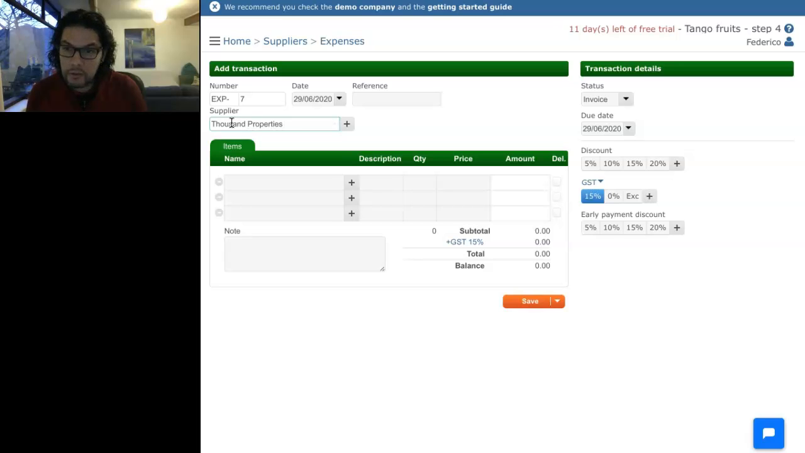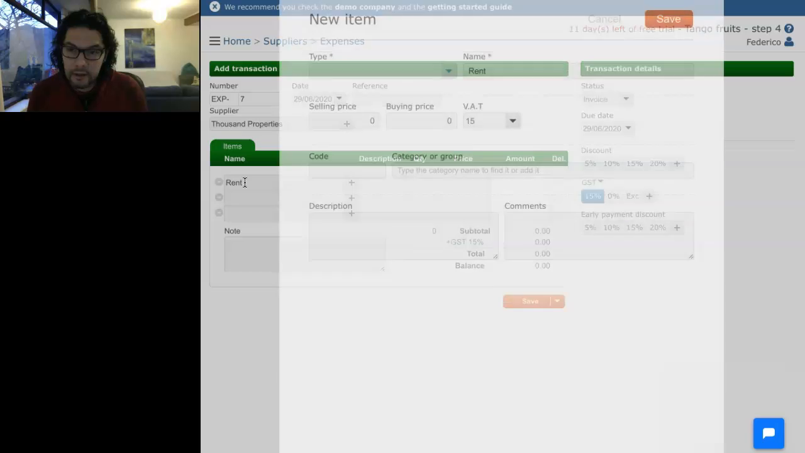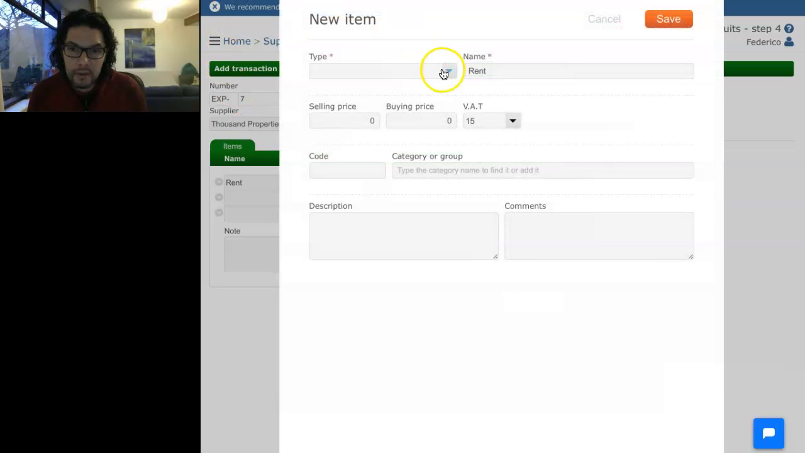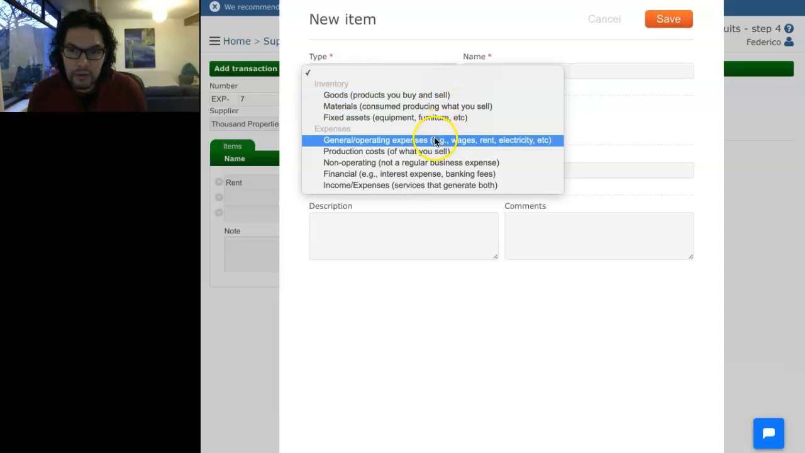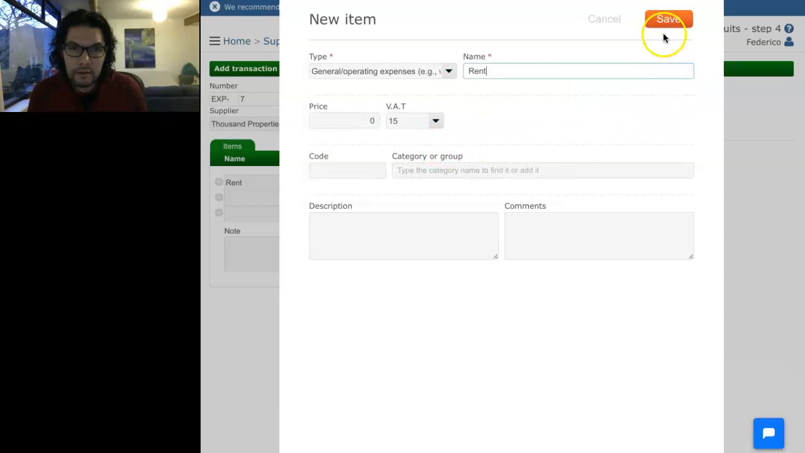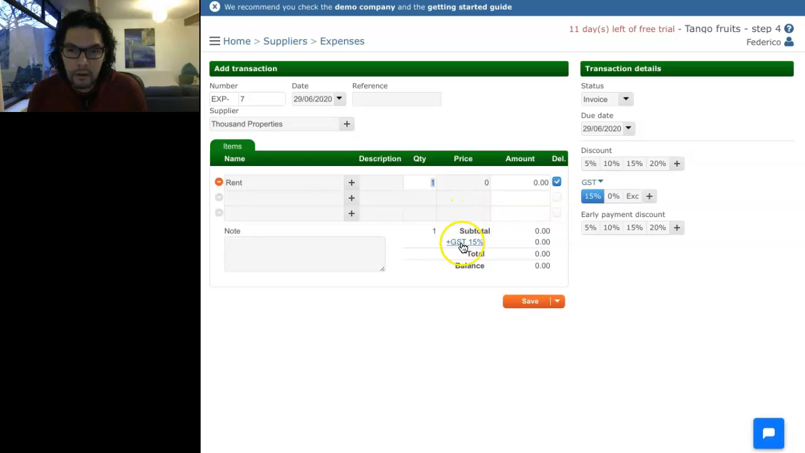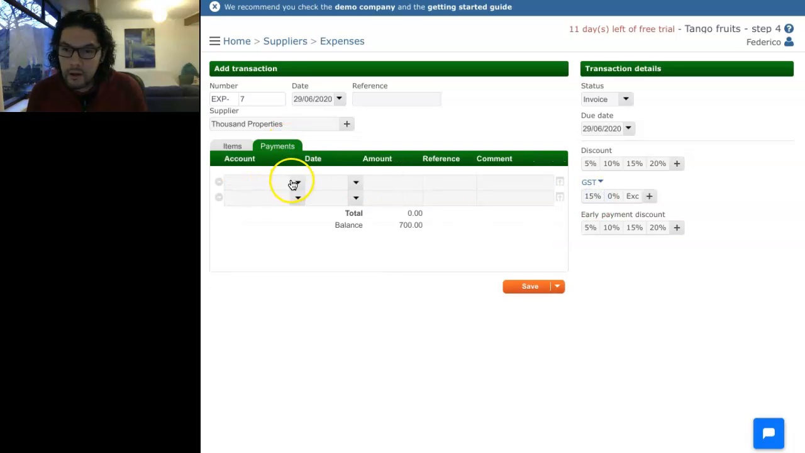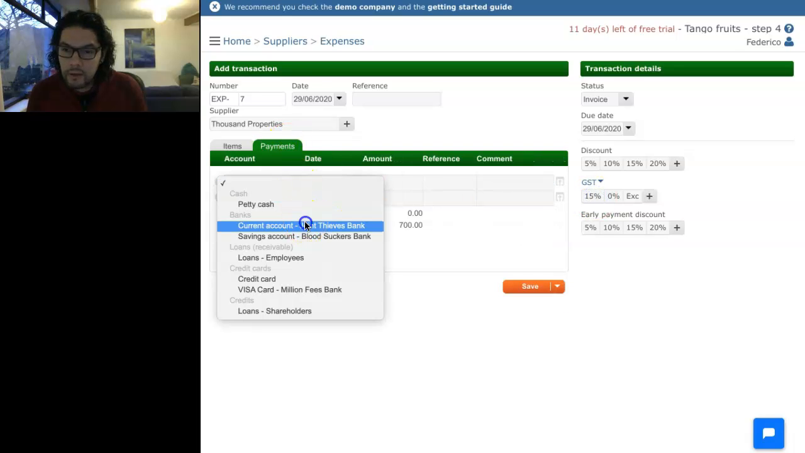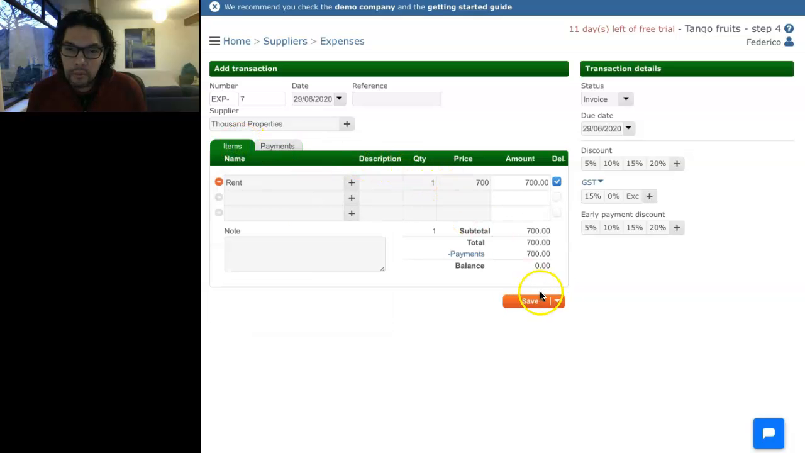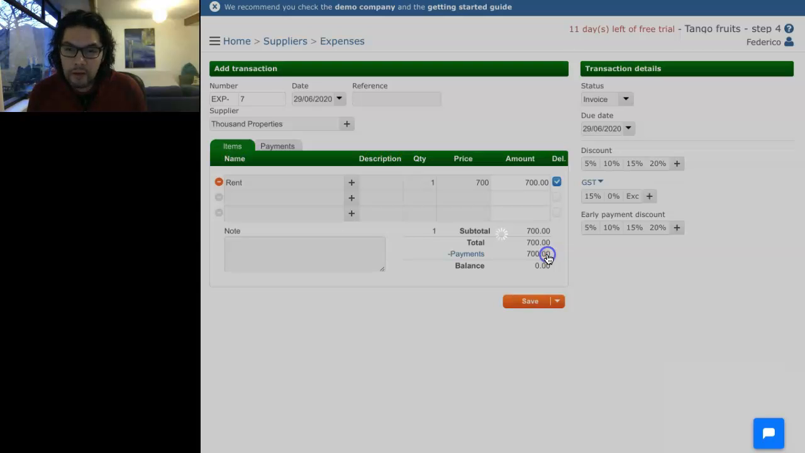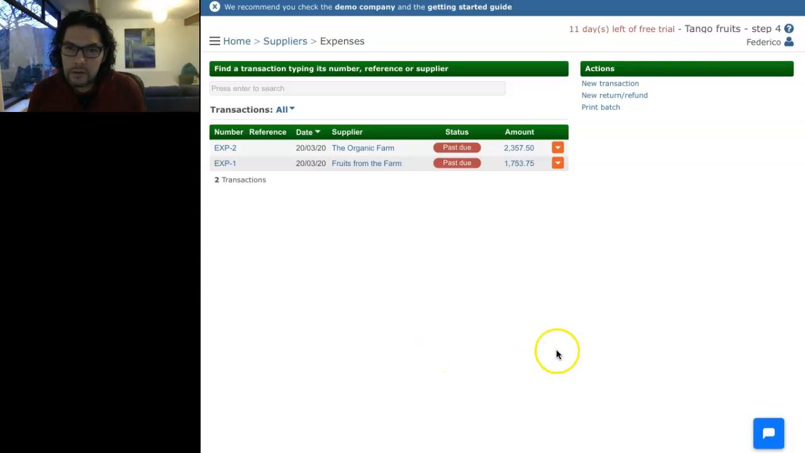I'm going to call it 1000 properties and I'm going to enter the item. So the system is going to ask me for a definition. I'm going to say this is rent, a general expense, and I save. Quantity, I leave 1. Price, I put 700. I'm going to say this has no GST and that I paid from my current account. Perfect. I'm going to save and go back to return to my list of transactions.